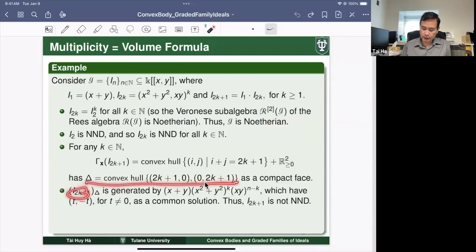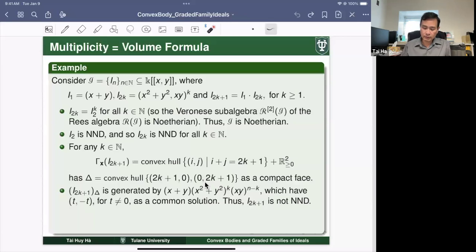The ideal here has generators of this form because it's I1, which is x plus y, times I2k, which is (x squared plus y squared, xy) to the k. So the generator of this ideal has this form, and if you restrict it to this line from (2k plus 1, 0) to (0, 2k plus 1), then it has, again, t and minus t with any t not 0 as a common solution. So again, this violates the condition for being NND ideals. In other words, I of 2k plus 1 is never NND.